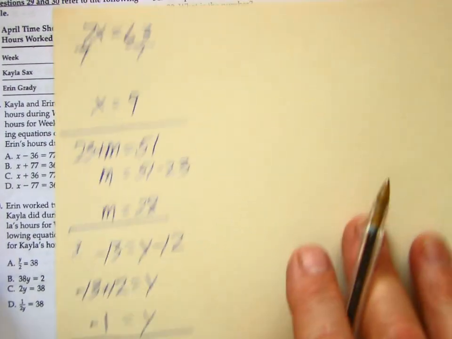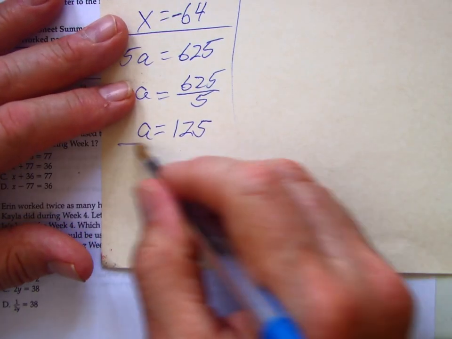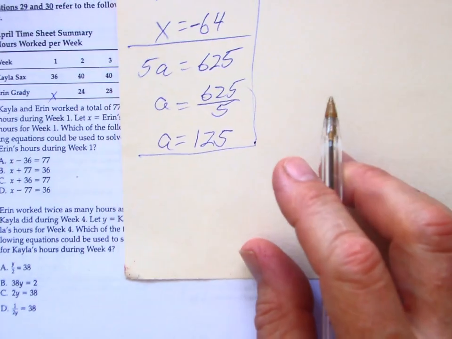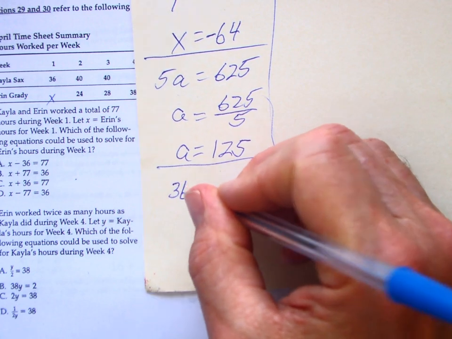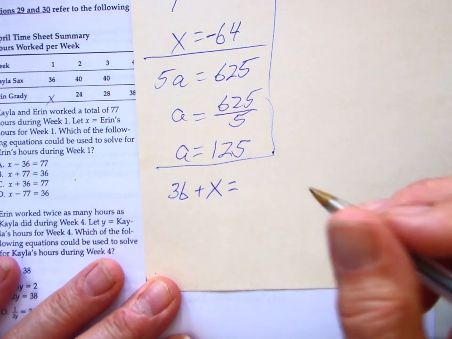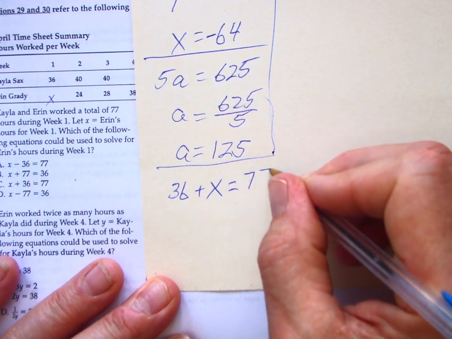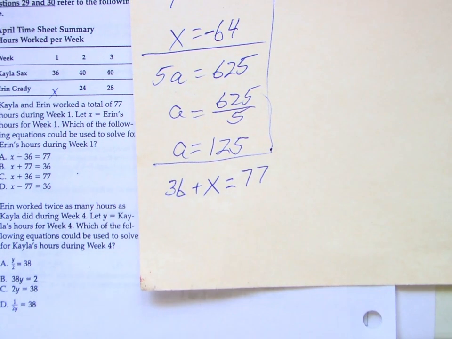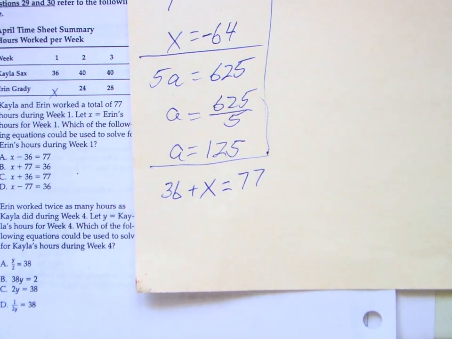Okay, that means, let me do this. Actually, I can use the bottom here. I have some room. I know that Kayla's is 36 plus Aaron's is X equals how much did they work that week together? 77. So that'll help us find the answer. Kayla's plus Aaron's is 77. Is that there?